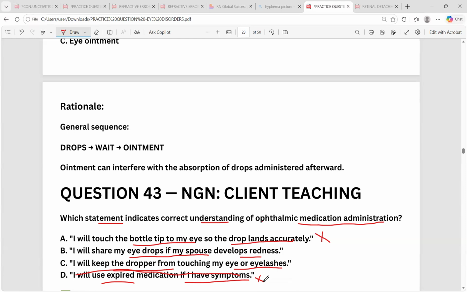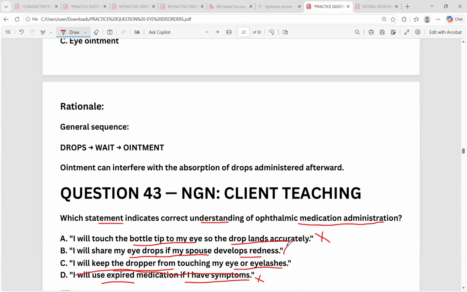I will share my eye drops if my spouse develops redness. I will keep the dropper from touching my eye or eyelash. We should not share like this because he may have some other condition. We should not share any eye drops without consulting a doctor. So B is also not the answer.